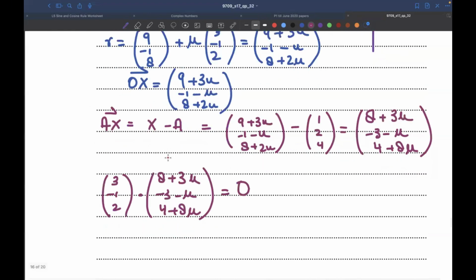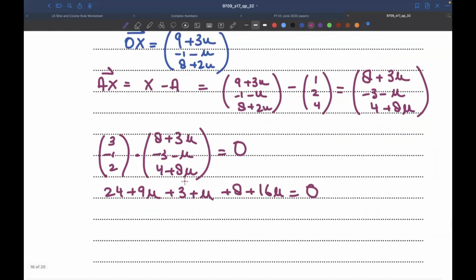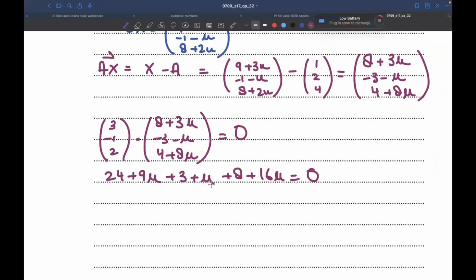So when we expand it and multiply first, that will become 24 plus 9 mu. And then minus 3 into minus 1 is plus 3 plus mu. And then plus 8 plus 16 mu. Finding the value of mu, 9 plus 1 is 10. And then 10 plus 16 is 26 mu. And we'll take this on the right hand side, so that will become 24 plus 3, 27 plus 8, which is 35. The value of mu is minus 35 over 26.